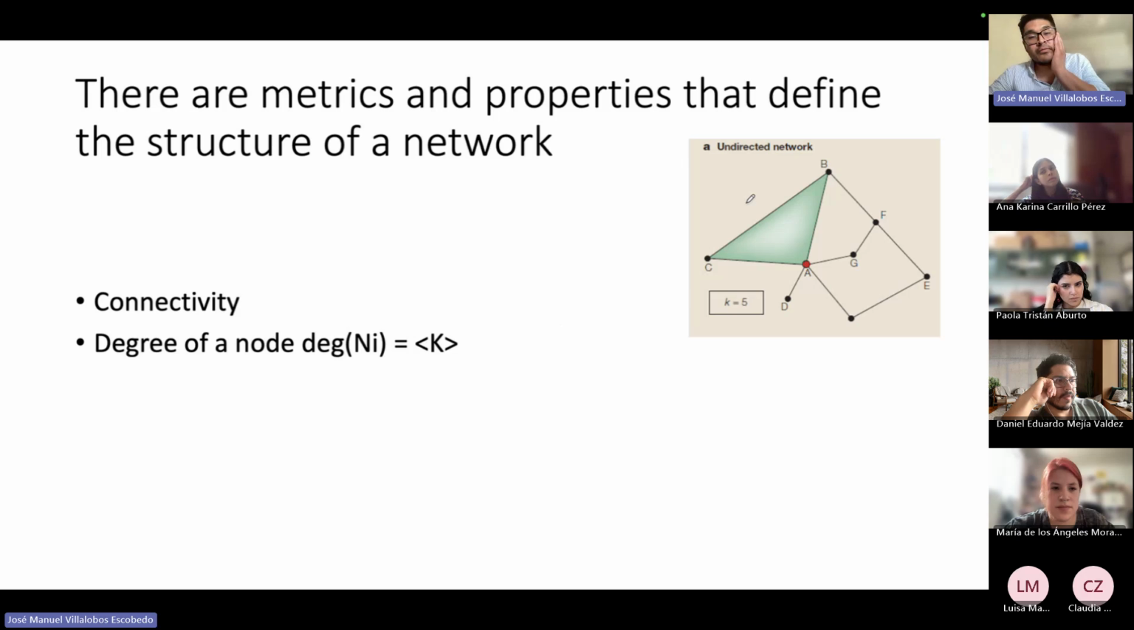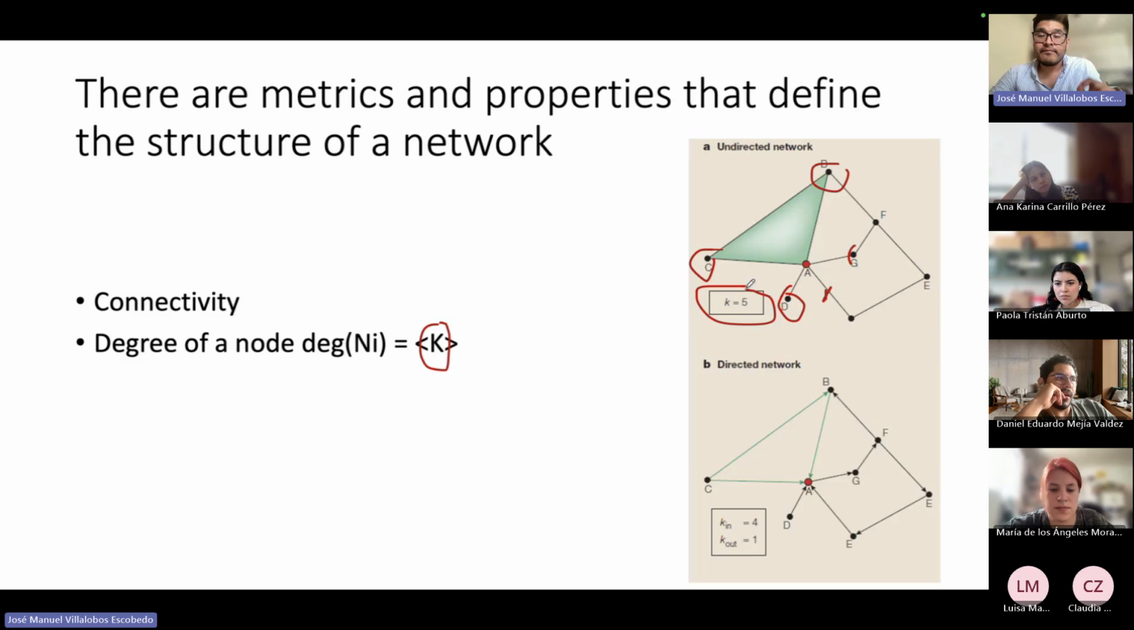So what properties can we have in the networks? For example, one of them is the degree of the node. The symbol of this is K. Talking about this node, node A, we can count how many connections it has. It has 1, 2, 3, 4, and 5. So the connectivity of this gene is 5. This is one of the properties that we are measuring in our networks.